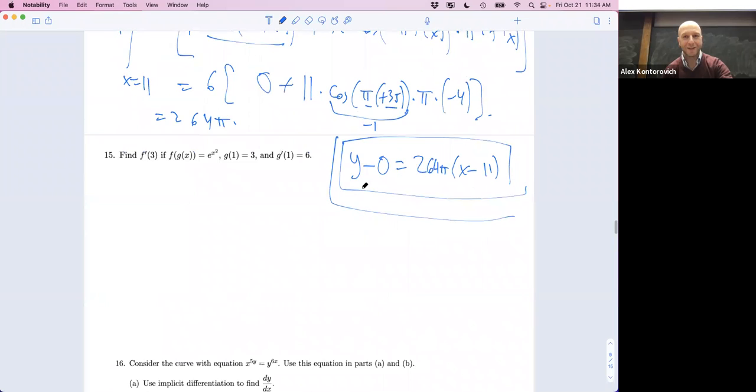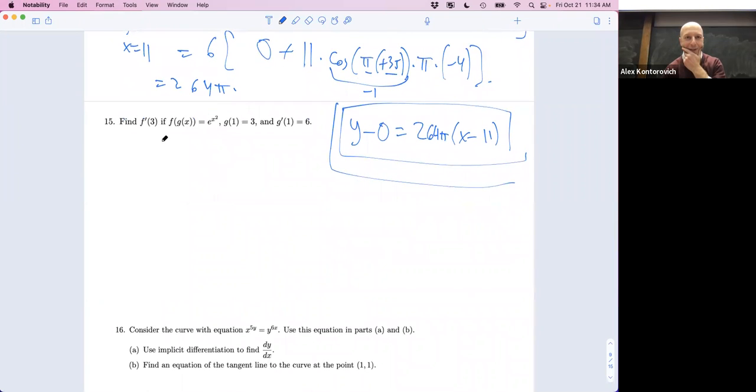Six minutes left. Let's look over some of these. You tell me which ones you want to see done. Find the derivative at 3 if f of g of x is equal to e to the x squared and g of 1 is 3.